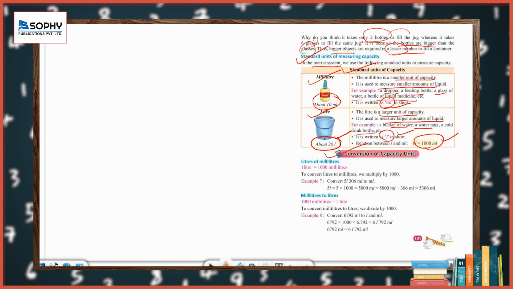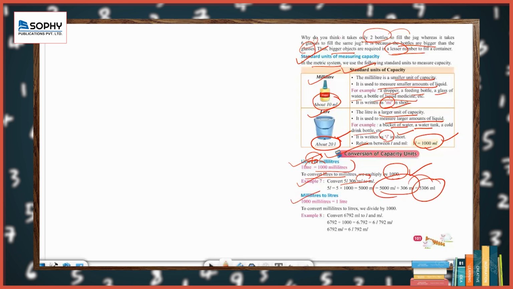Now conversion of capacity units, liters to milliliters. Now students, when we convert liter to milliliter, 1 liter is equal to 1000 milliliter. To convert liter to milliliters, we multiply it by 1000. For example, convert 5 liter 306 milliliter to milliliter, so it becomes 5000 plus 306, that is 5306 milliliter.